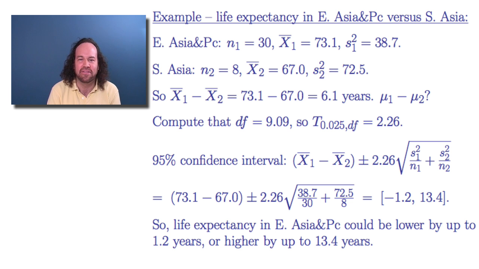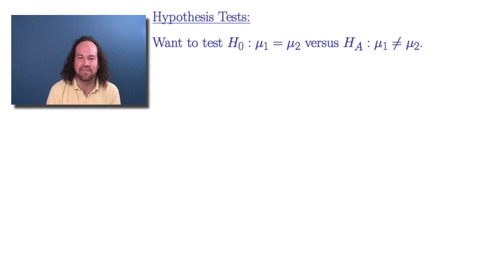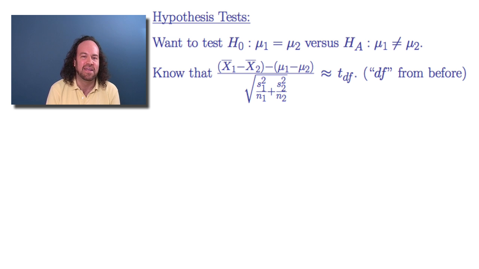What about hypothesis testing? In a hypothesis test, we usually want to test whether the true means of the two different samples are equal to each other, that's the null hypothesis, or they're different from each other, that's the alternative hypothesis. Now remember what we know. We know that this statistic, this difference of the sample means minus the difference of the true means divided by the square root of the appropriate sample variance, is approximately a t-distribution with some number of degrees of freedom given by that complicated formula from before. So we can use that to compute p-values.